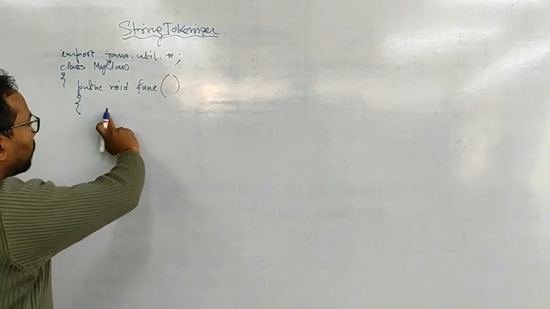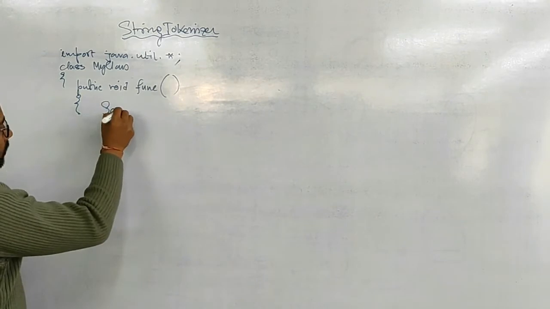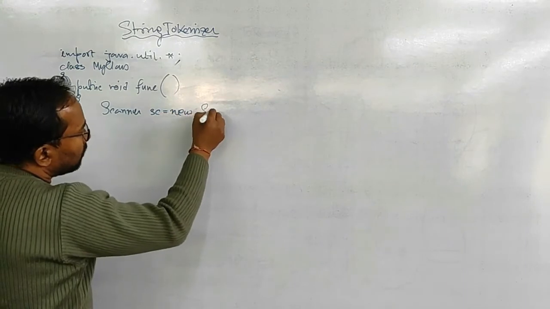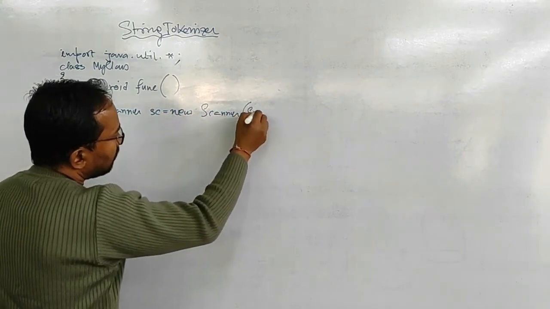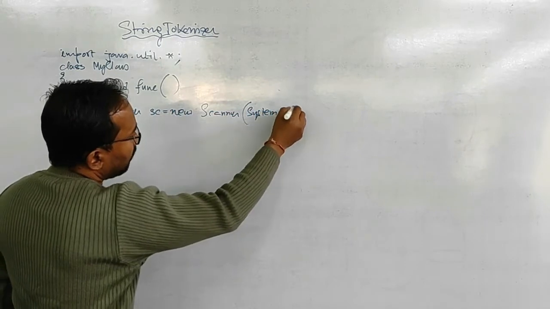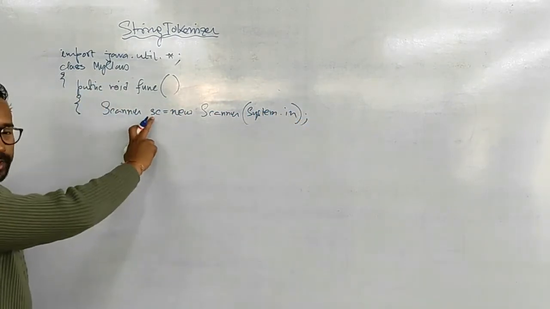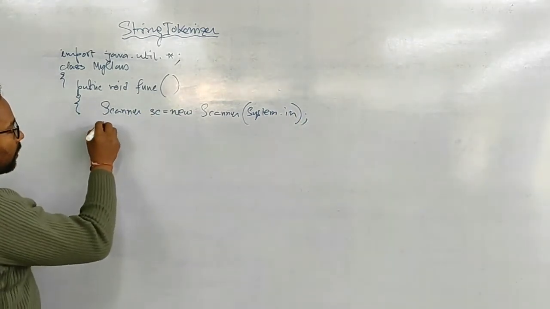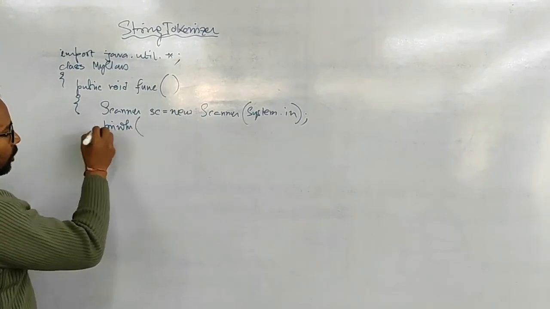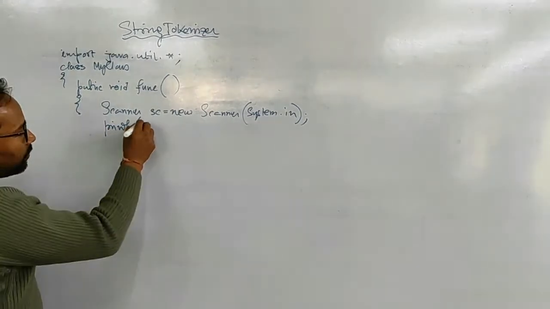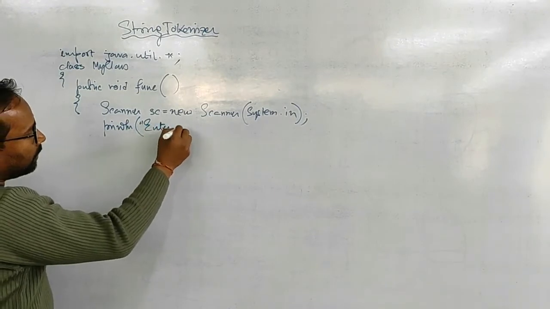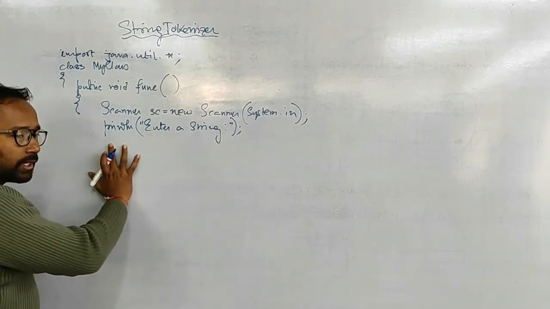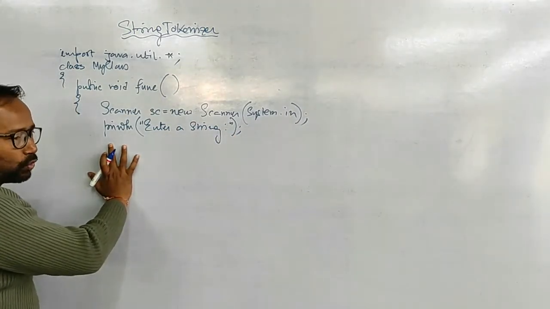At first here I will create one object of the Scanner class. Scanner sc equal to new Scanner(System.in). Why? Because using this Scanner class object, we will accept one multi-word string. Let's prompt the user with System.out.println. I am not writing System.out, only println. Enter a string. So here the user will give one string, one sentence as input, which we can store in a string variable.